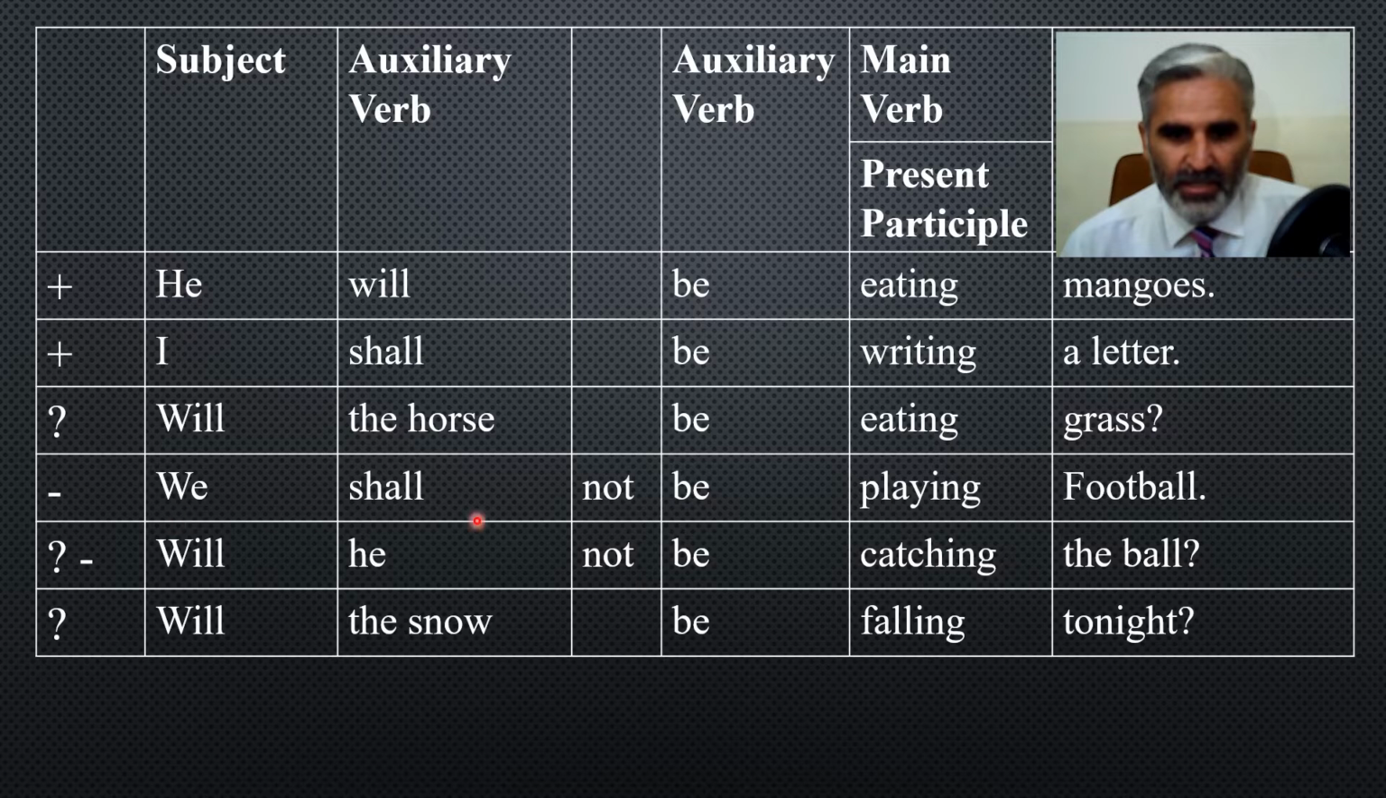And for negative sentences we insert not between shall and be. We insert not between the two auxiliaries, shall be or will be. Like you see, we shall not be playing football. So this is a negative sentence. And for interrogative negative sentences, we exchange the subject with the auxiliary verb, and right after the subject we use not, or you can say that not is inserted between the subject and the second auxiliary be.